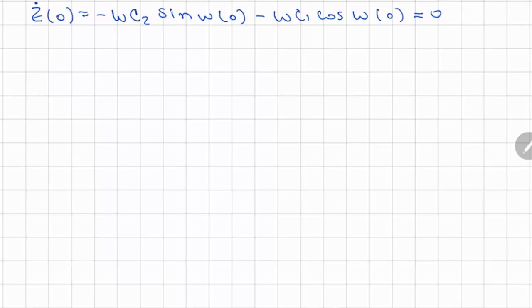Okay, with this equation, we know sine of 0 is 0, cosine of 0 is 1, so we get minus wC1 multiplying 1, and this is equal to 0. That means that C1 is equal to 0.